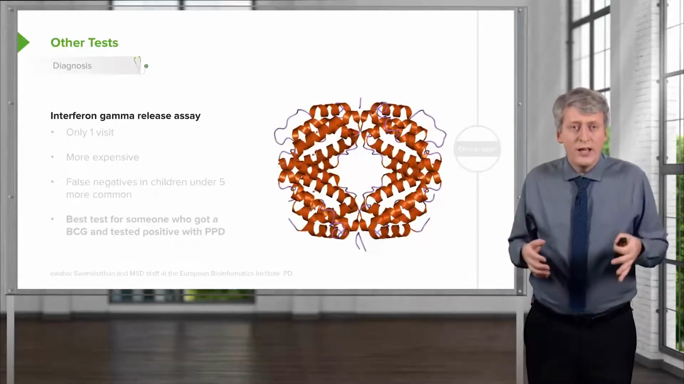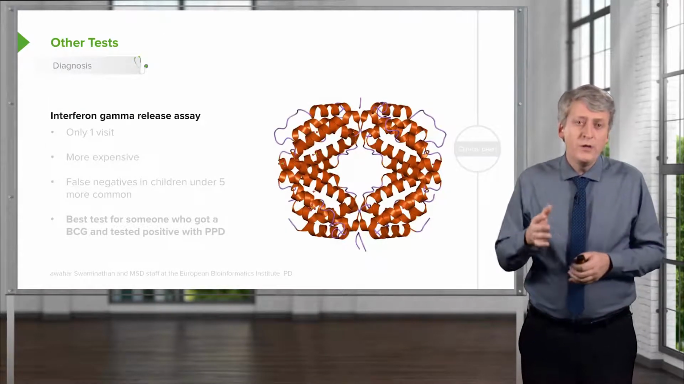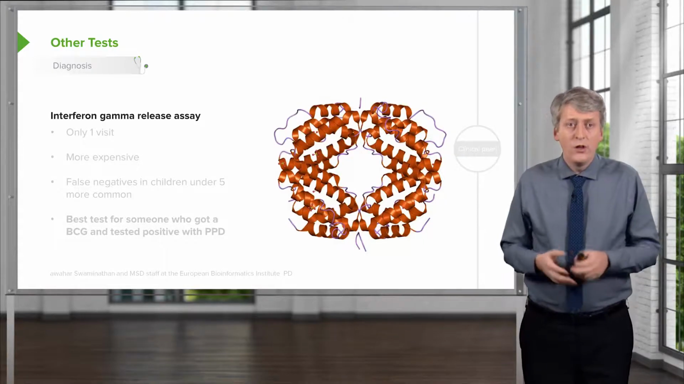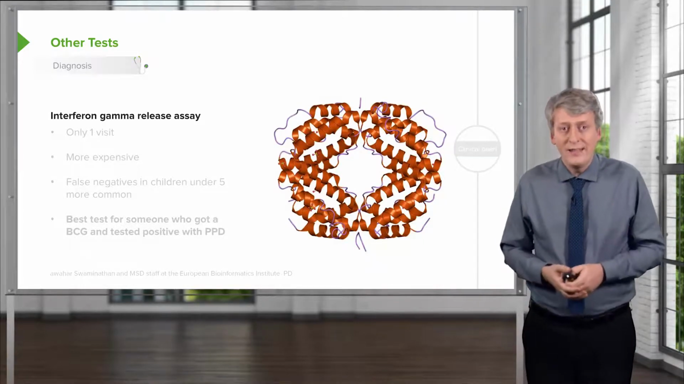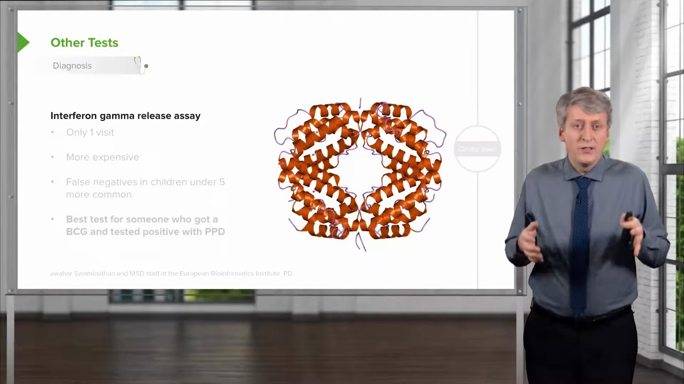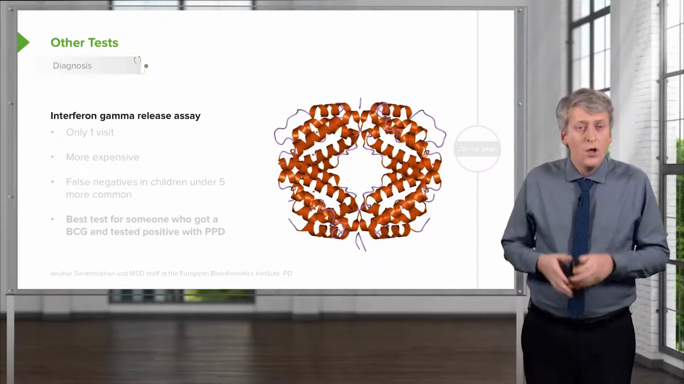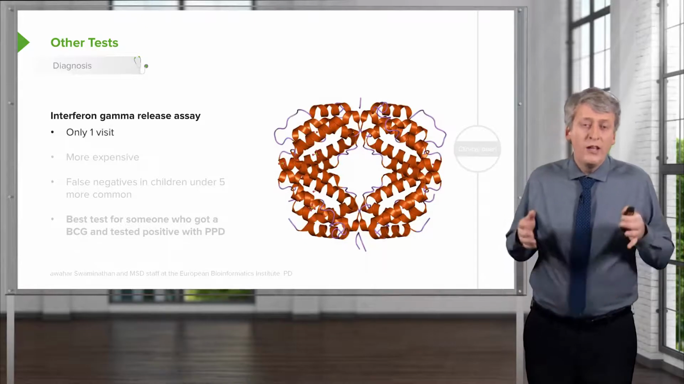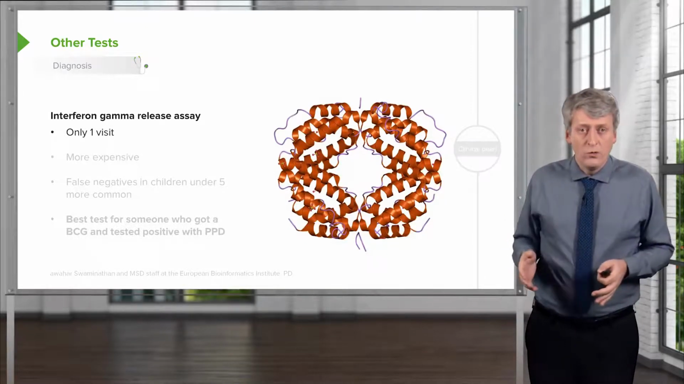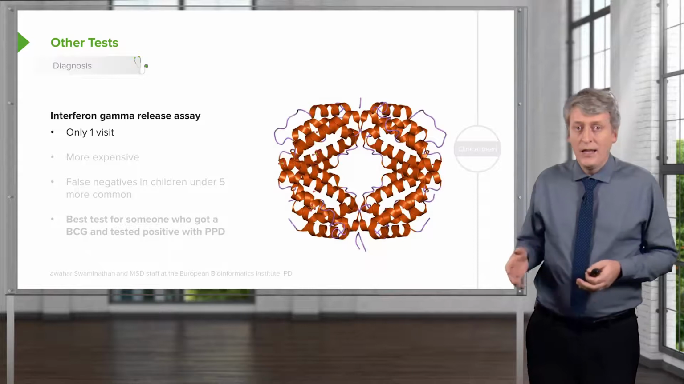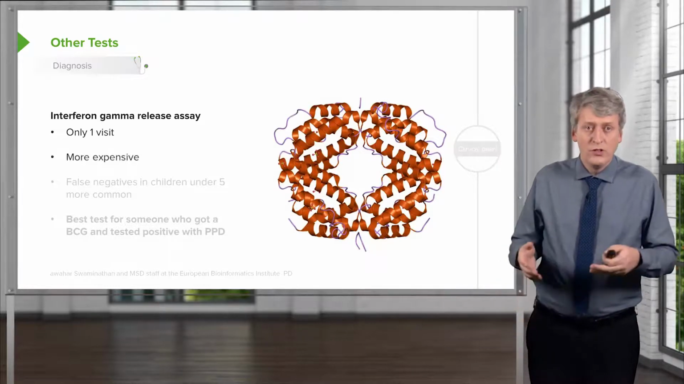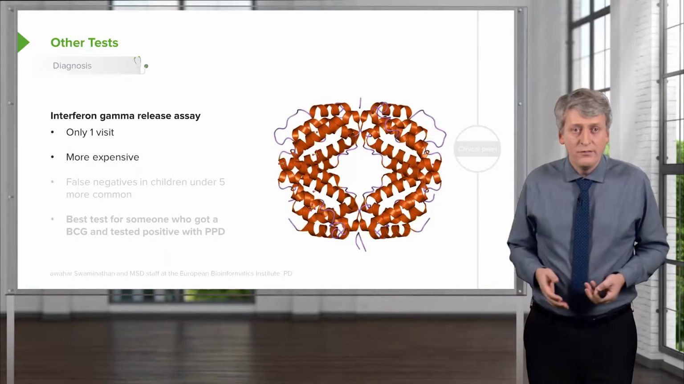There is another test that is a little more expensive, but is a reasonably good test to know about, and that's called the interferon gamma release assay. Alternatively, some places call this the QuantiFERON Gold test, because that's the company name. Whatever the case may be, the advantage of this is there's only one visit. Rather than going in and getting the PPD and then coming back to have it read, it's just one visit. But it is more expensive.